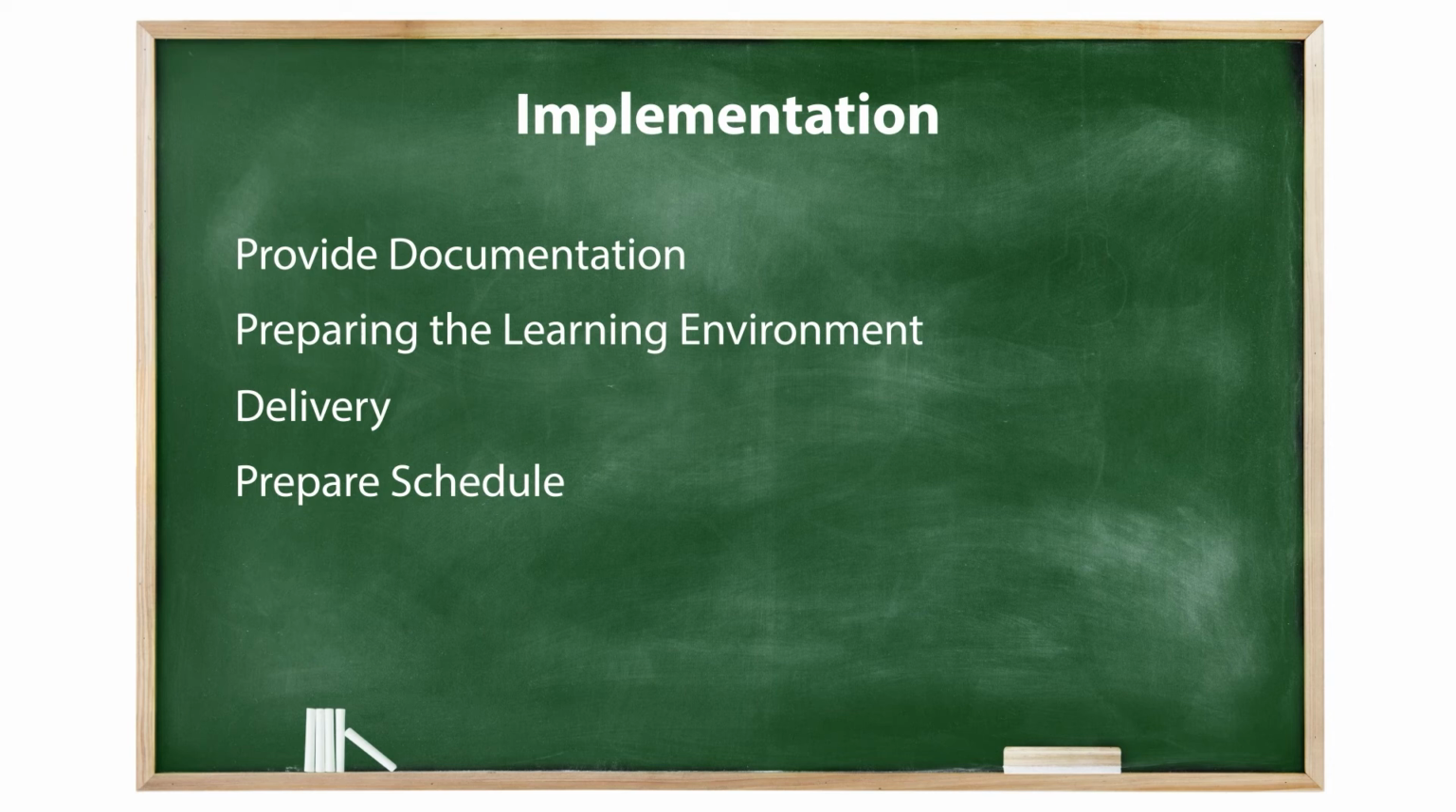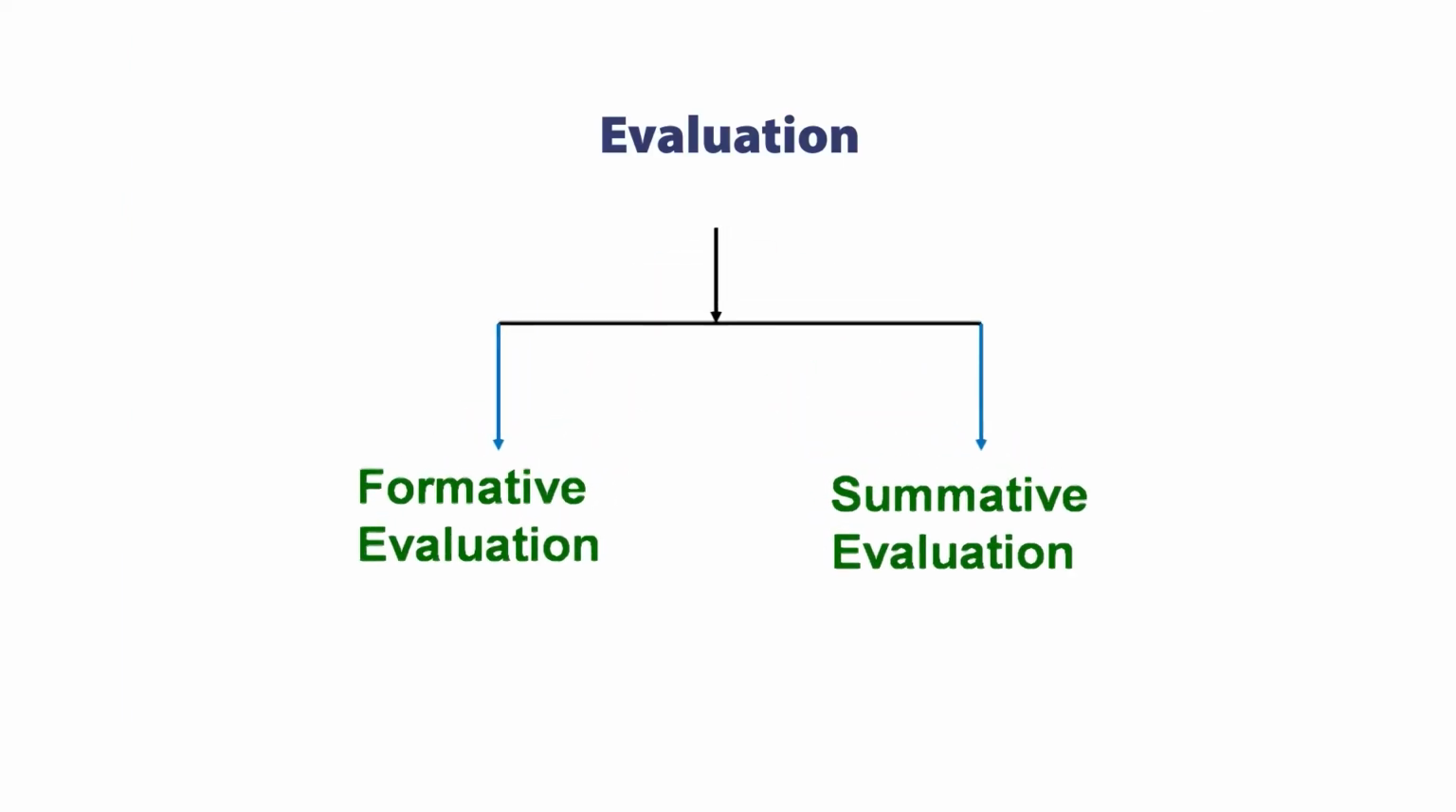And the last in the ADDIE model is, as you all know, E, which stands for evaluation. Again, I don't want to get into the detail because all of you know evaluation is formative evaluation and summative evaluation. In a classroom, how do you do a formative evaluation?